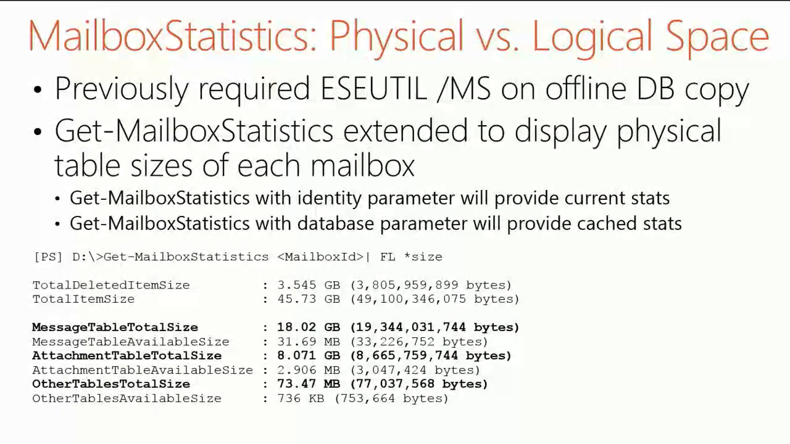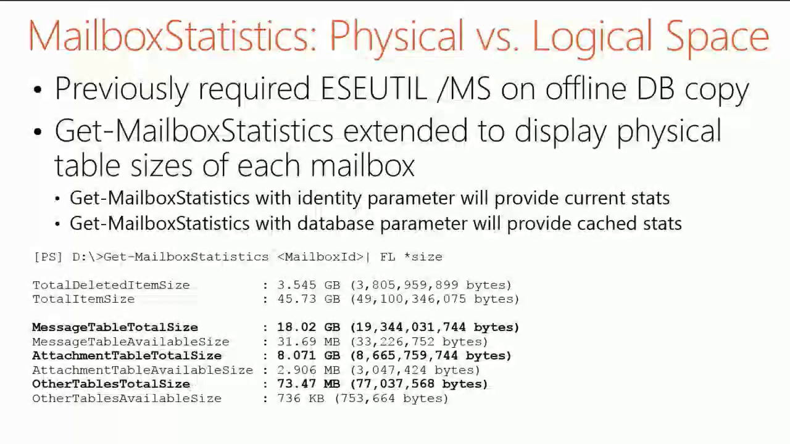Mailbox statistics was another thing that we wanted to enhance around space management. I talked about how logically an item can take up more space than it was previously accounted for, and we started to see this behavior in 2010. What we got in 2013 was the ability to see actually how much table space we're using in the lower jet layer. And we didn't have to take databases offline and run a mailbox space report or a space report with an offline copy.